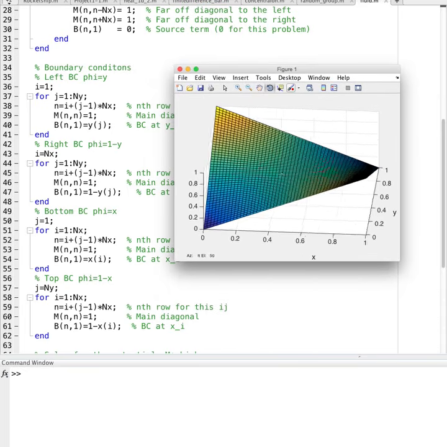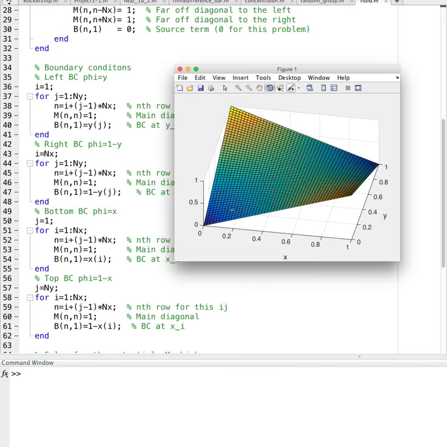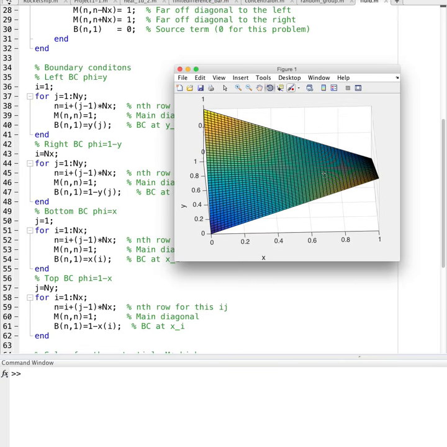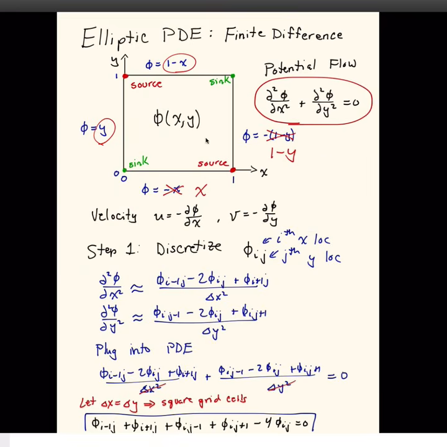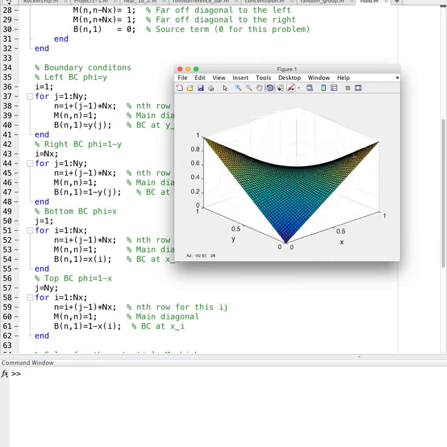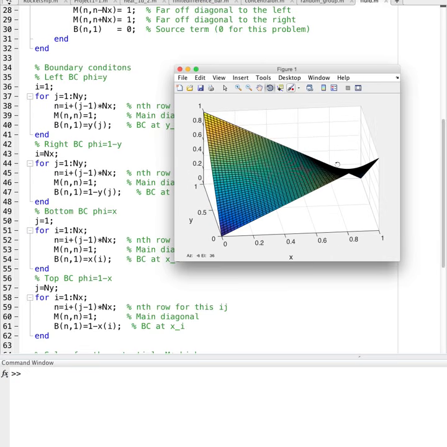So we have high potential on 2 corners and low potential on the other 2 corners, which, if we go back to our original problem statement, we have 2 sources with high potential and 2 sinks with low potential. So that makes sense, so that's our solution. It kind of looks like a Pringle, but that is our potential.